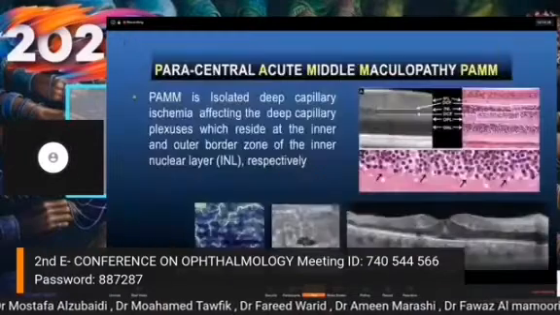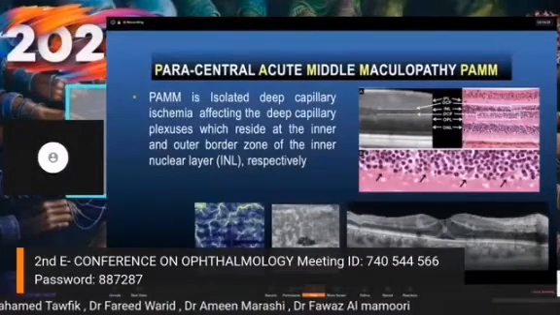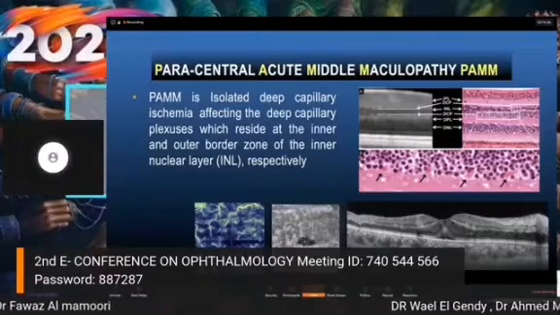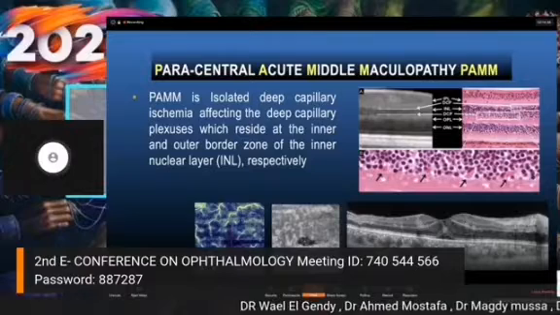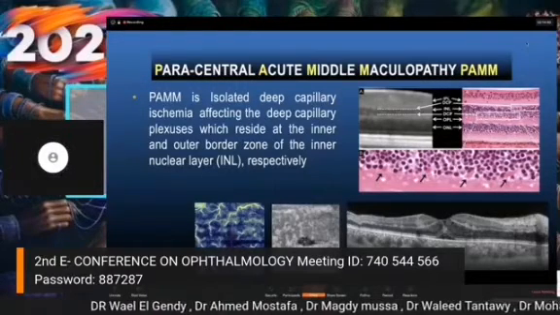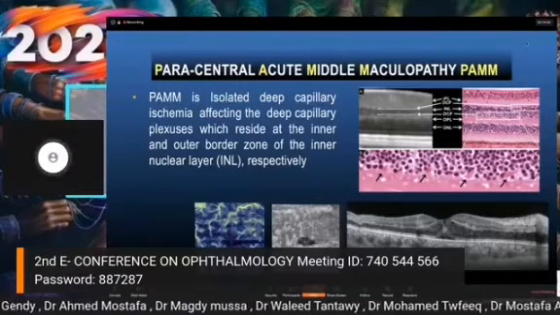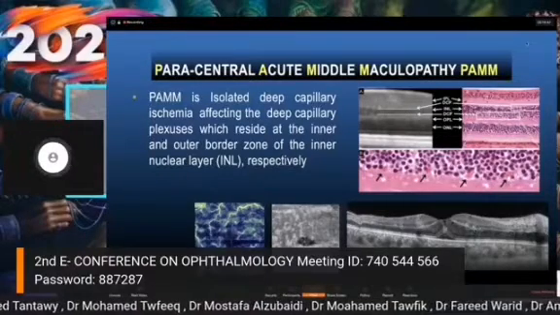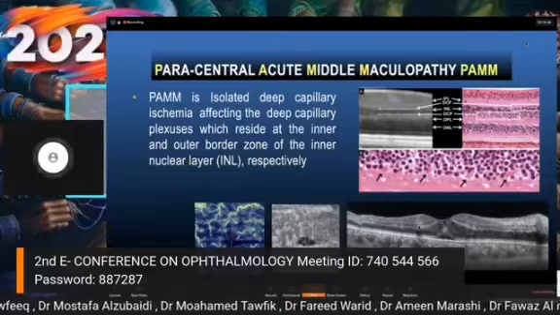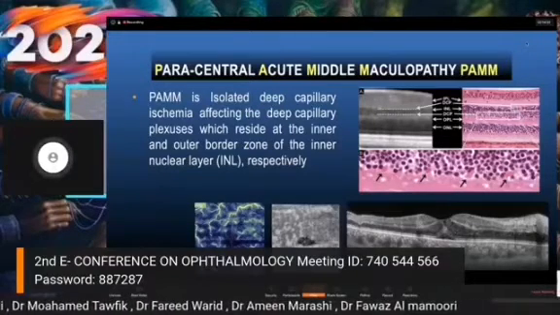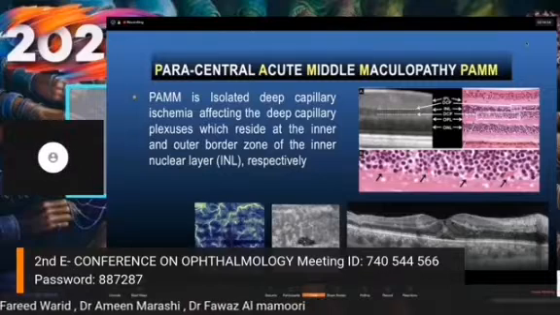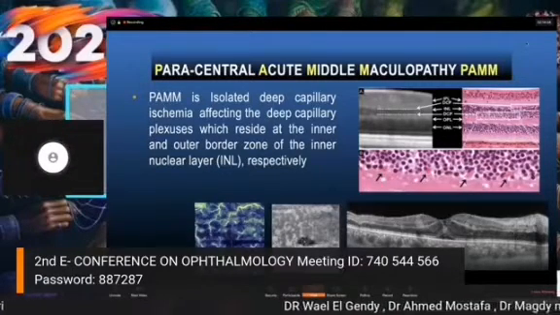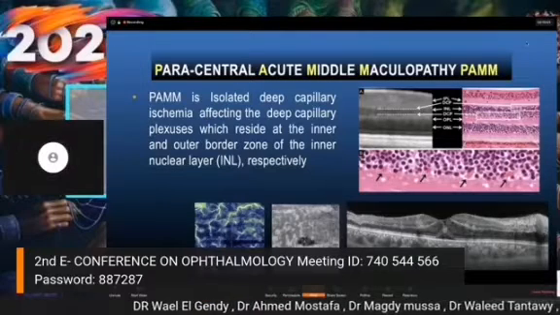And this is the paracentral area full of scattered ischemic patches. And this is the abbreviation of paracentral acute middle maculopathy, or the PAM, which is isolated deep capillary ischemia, not affecting the superficial, only the deep plexus, and residing at the inner and outer border zone of the inner nuclear layer, as we can see here. So we can see the hyperreflective lines at the level of this deep plexus, like hyperreflective bands delineating the amount of ischemia, and it affects the vision. And especially those patients come saying that they have a central scotoma.